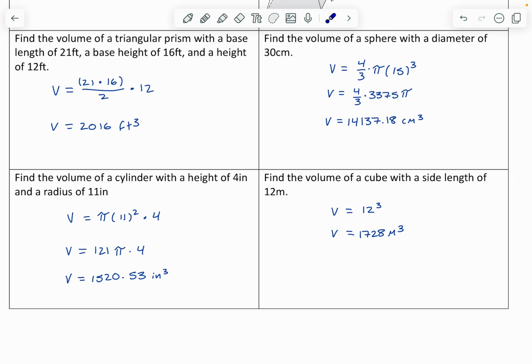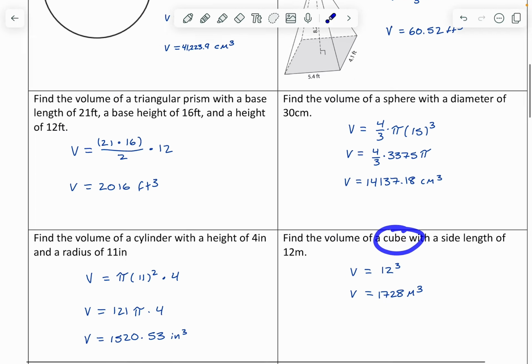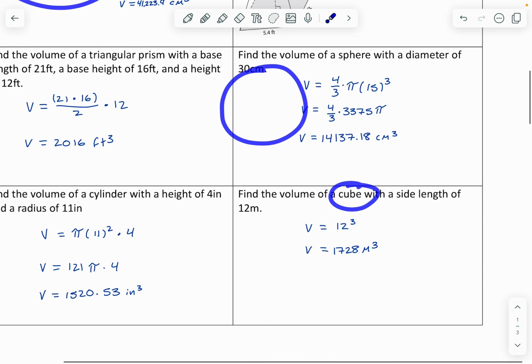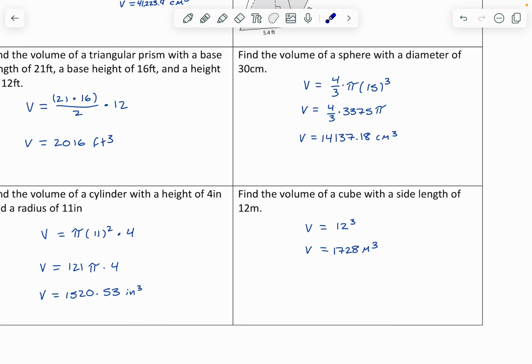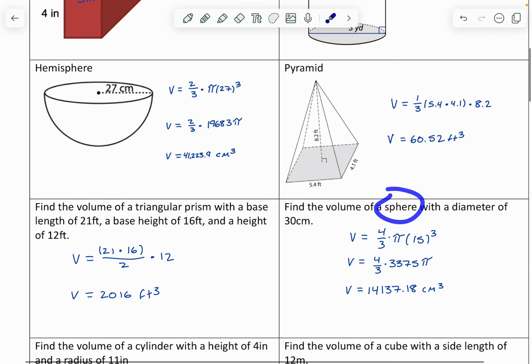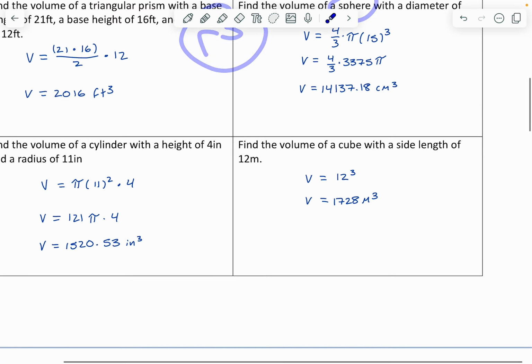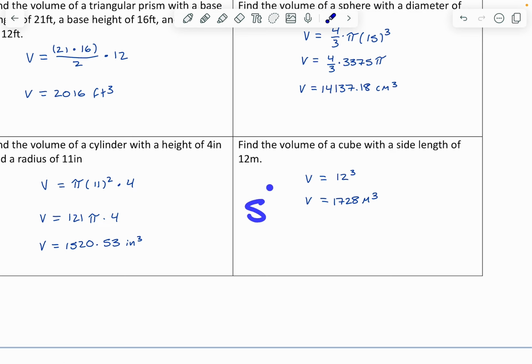Find the volume of a cube. Hemispheres, spheres, or cubes deal with something cubed, something to the third power. Spheres and hemispheres deal with radius cubed. Cubes are just going to deal with side cubed. So the side of a cube is 12 meters, 12 cubed, 1,728.